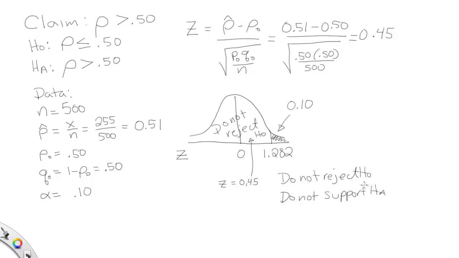Now take a look at our claim. Our claim here is the same as HA. So we better do our wording according to this. We better say that we don't support the claim. So we do not support the claim that the majority of people feel they are worse off today than they were 2 years ago.